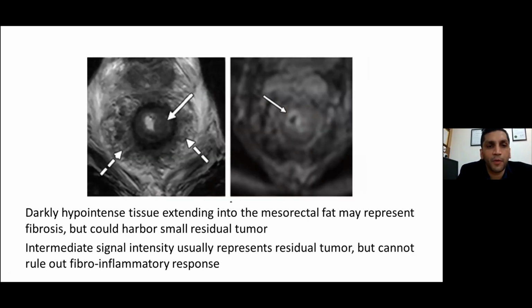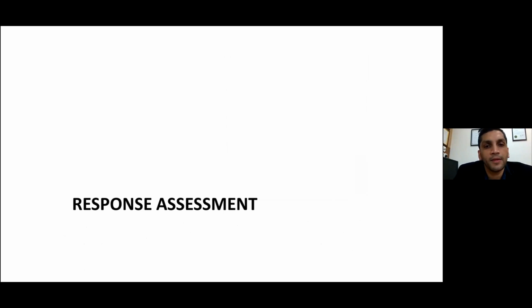Where diffusion is important is that whenever it is a dark hypointense tissue extending into the mesorectal fat, it could be fibrosis or a small residual tumor also. However, whenever we see an intermediate signal, we should be careful about whether there is a residual tumor, but we obviously cannot rule out an inflammatory response also. So that is where the diffusion weighted images come in handy.